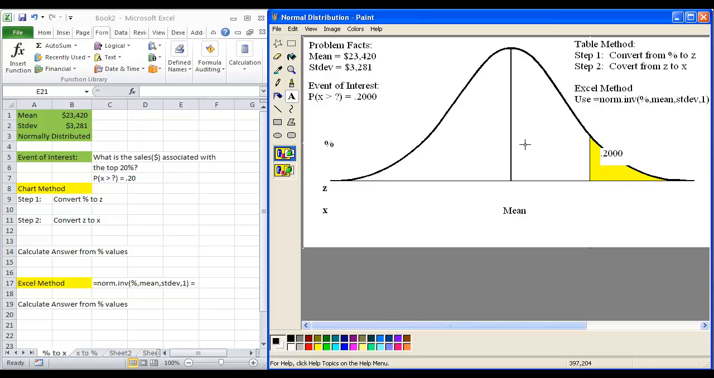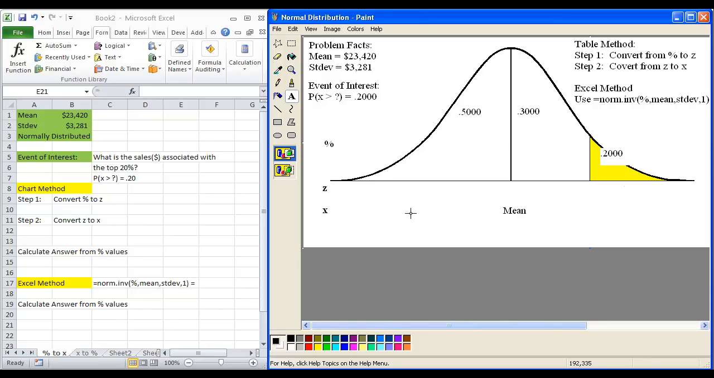Using the chart method, we need to figure out what values go with the rest of these probabilities. The probability of this area is 0.500, so 50% is on each side. If I know 50% is on each side, I know this is 50 and this is 20. That gives me 70%, which means that this has to be 30%.